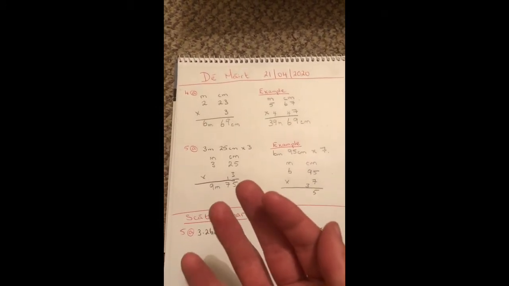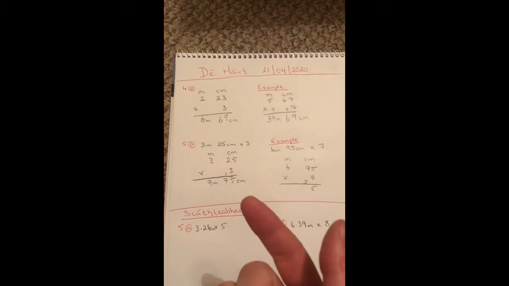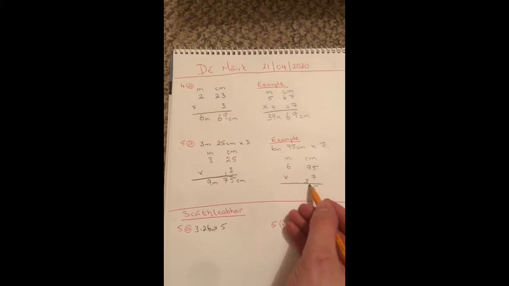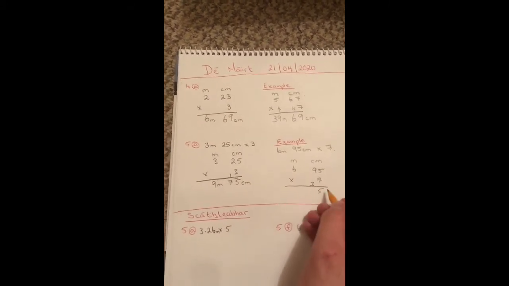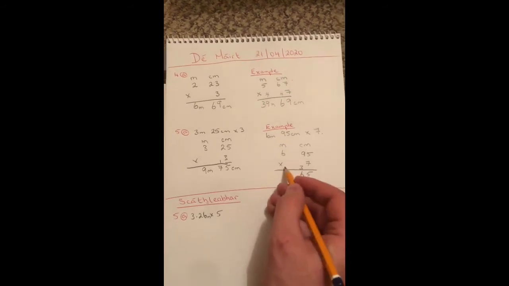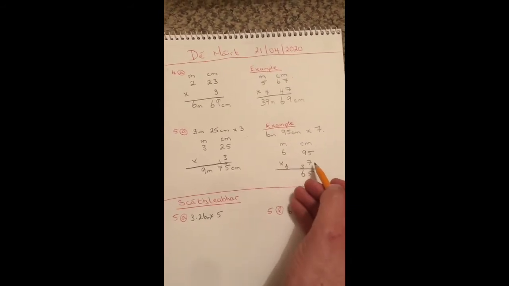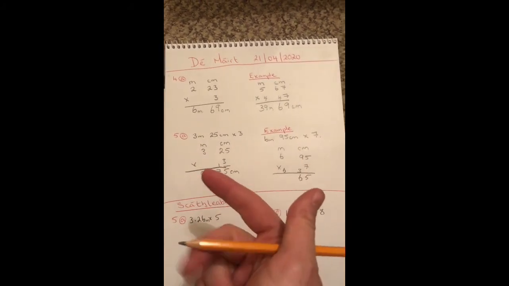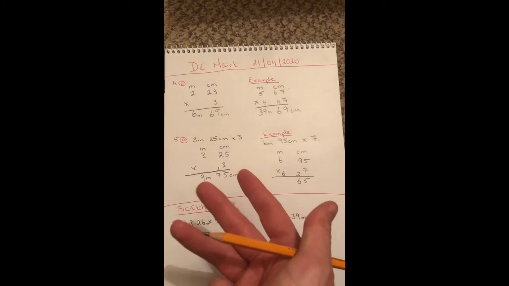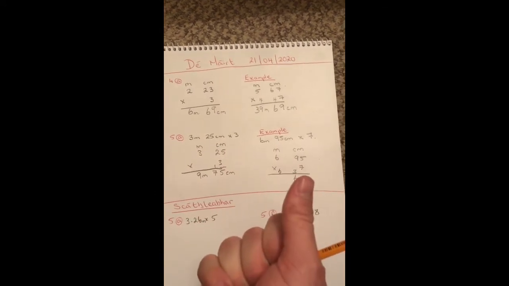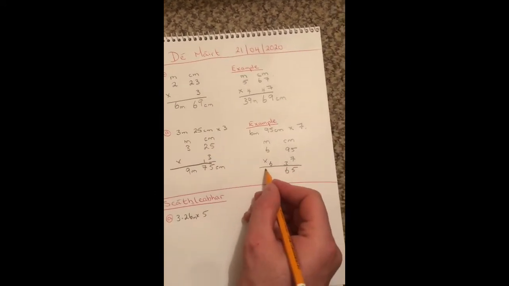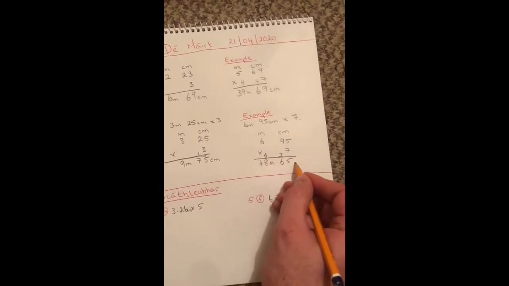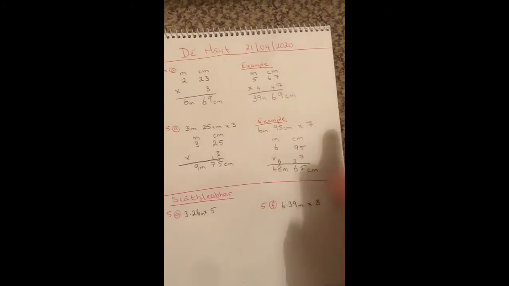27, 36, 45, 54, 63. And then our last part is 7 multiplied by 6. So we go 7, 14, 21, 28, 35, and 42. And we have to add our 42 then to our 6, and that gives us 48. So the answer to that is 48 meters and 65 centimeters.